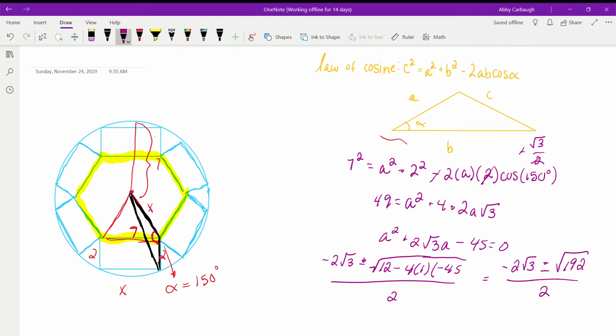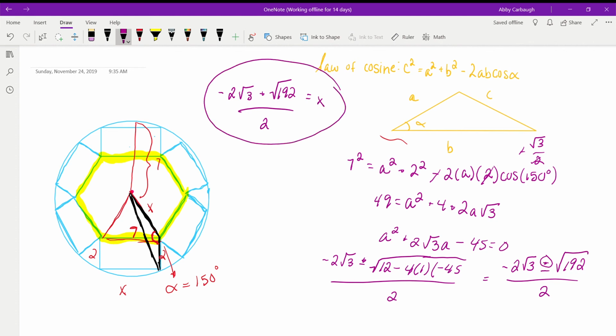So technically this gives us two different answers, but since we have a negative out front, and if we subtract, it'll just create a negative number, and we can't have a length being a negative number, so we'll take the plus of that, and we'll get minus 2 square root 3 plus square root of 192 over 2 equals x. And then WebWork will take the answer that way.